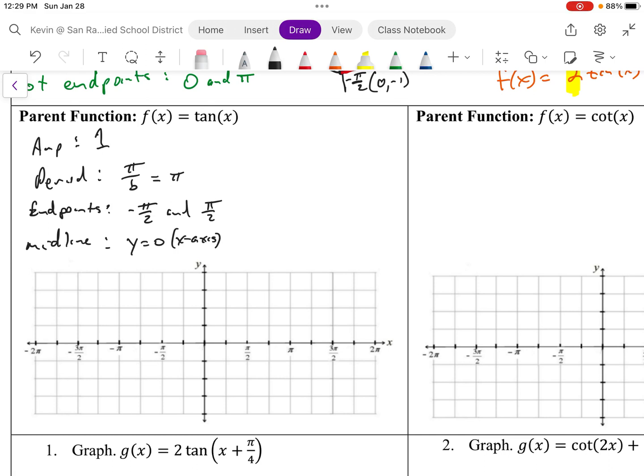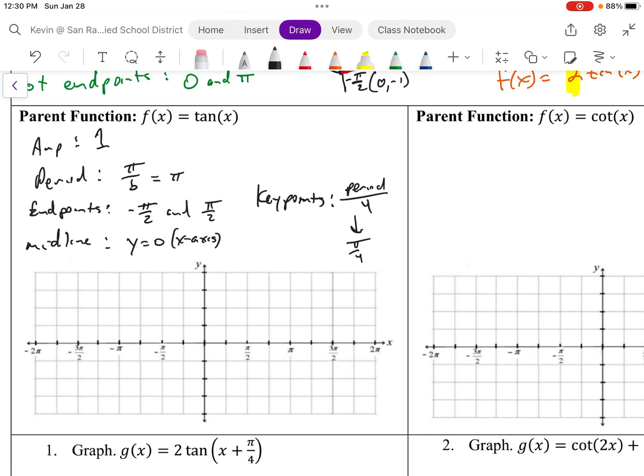Other things we could look at are key points. Same idea as before. We do the same thing we did before for key points. We take our period, whatever your period is. I mean, pi is our period, but that may change. So the endpoints are the period, because the period might change, divided by 4. So for the parent function, that will be pi over 4.